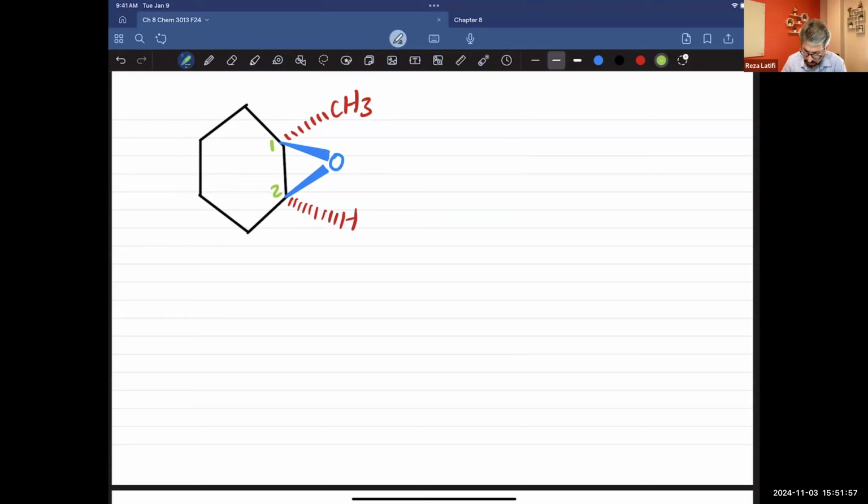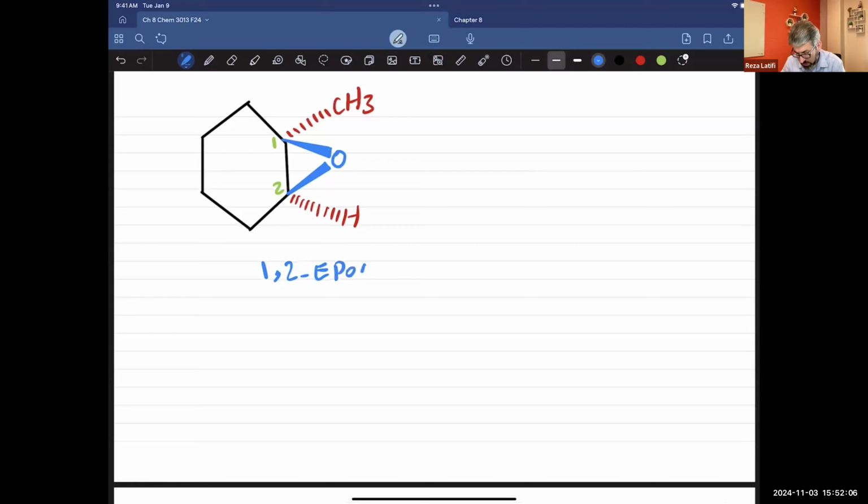And the way we're going to name it, we will say between 1 and 2, we have epoxy. Epoxy will get priority over methyl, so 1,2-epoxy. And then on the first carbon, we have methyl, so we say 1-methyl. Next, we do have a ring, and the ring is made of 6 carbons, so it will be cyclohexane.